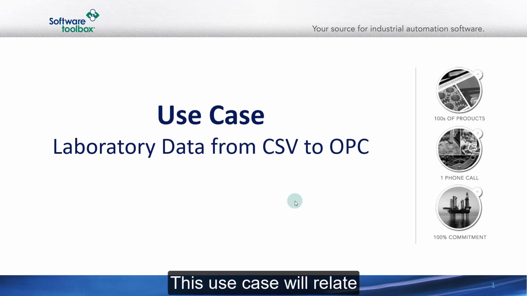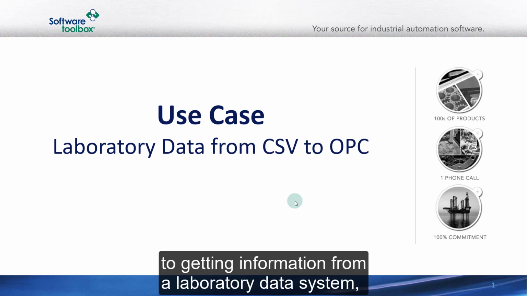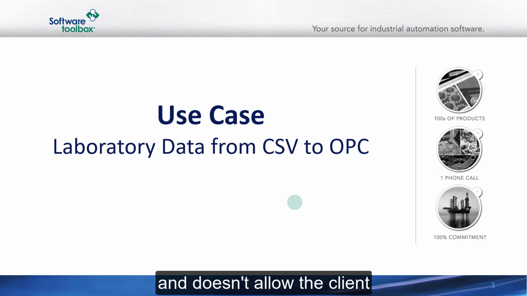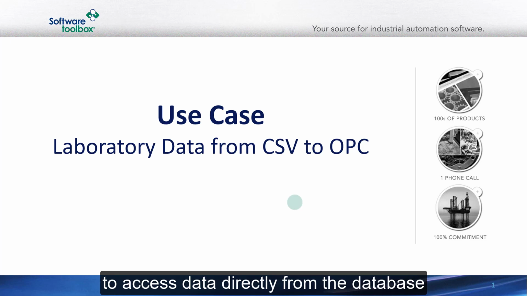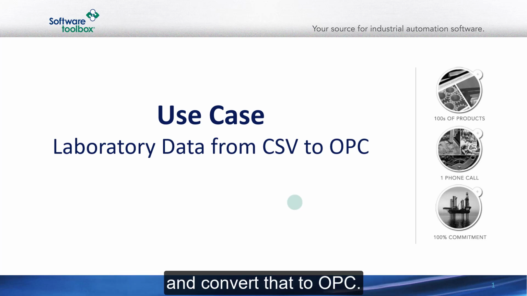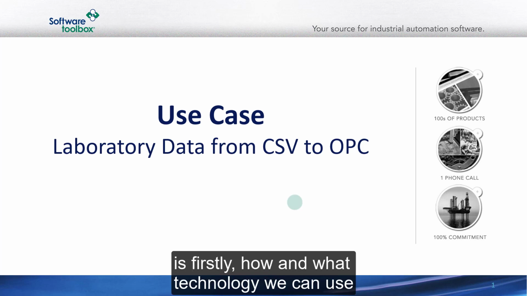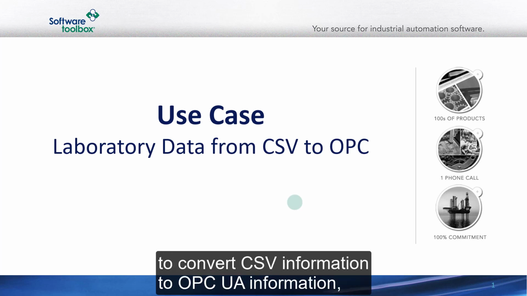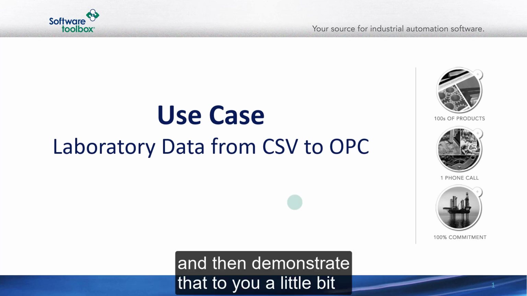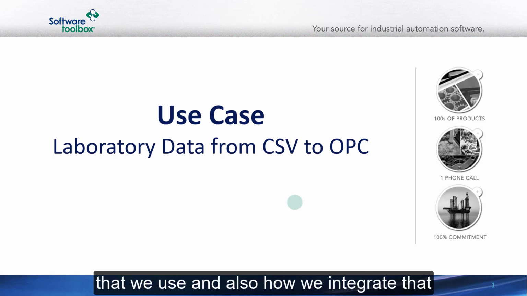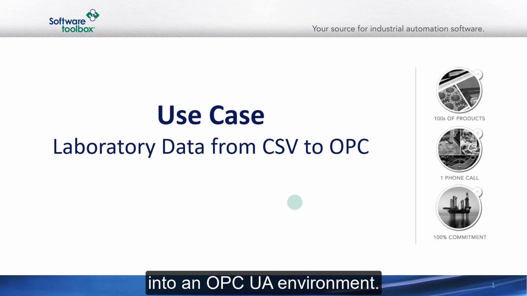This use case will relate to getting information from a laboratory data system, which is in CSV format because the database is quite restricted and doesn't allow the client to access data directly from the database and convert that to OPC. So what we're trying to illustrate to you today is firstly how and what technology we can use to convert CSV information to OPC UA information, and then demonstrate that to you a little bit in order to understand the platform that we use and also how we integrate that into an OPC UA environment.